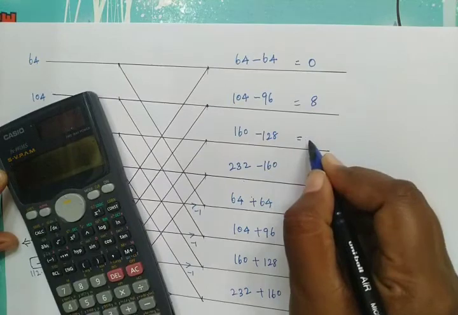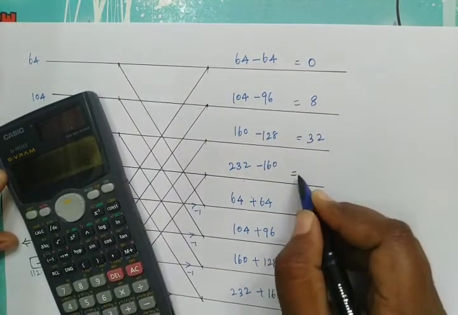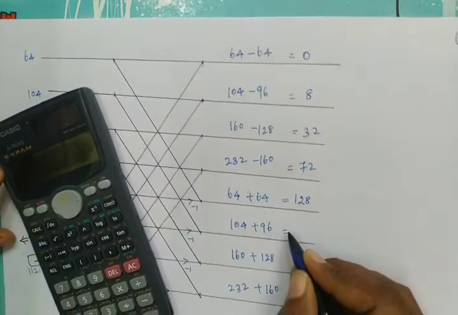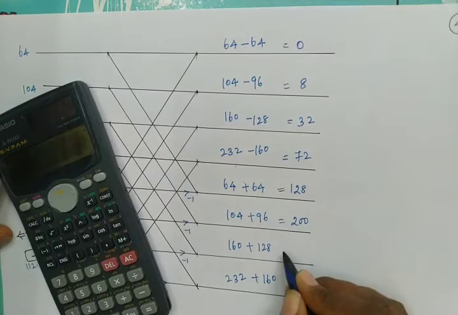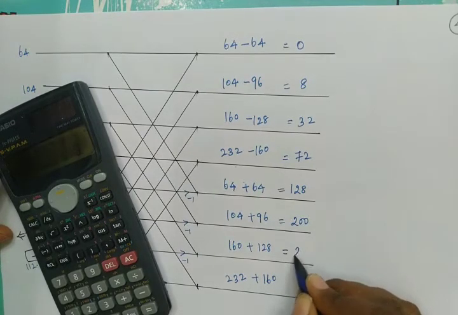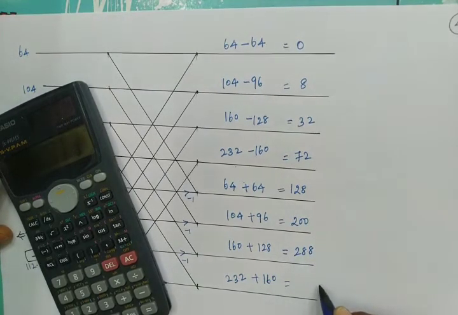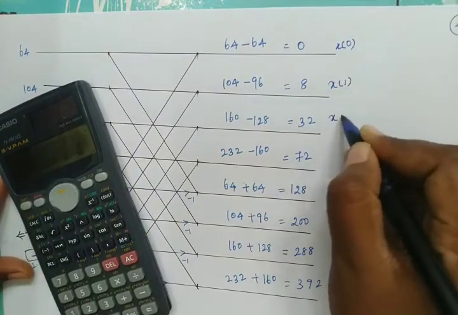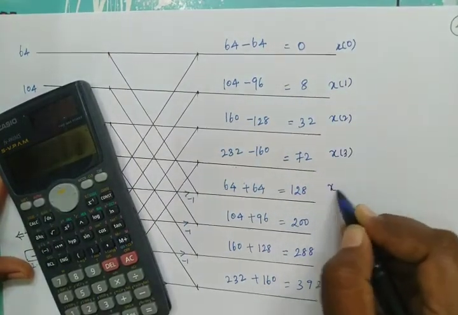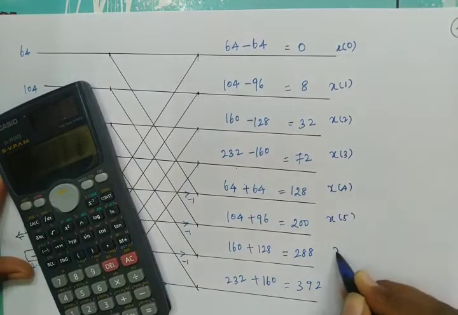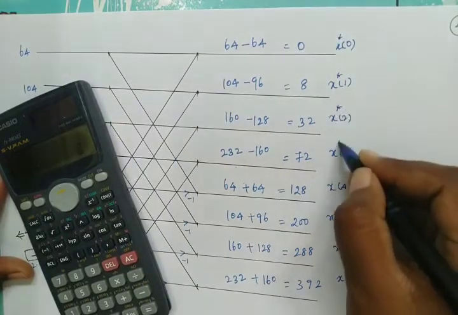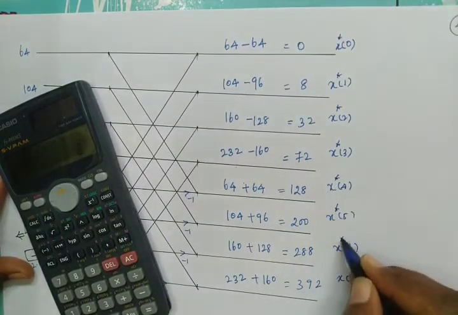And here it is equal to 32. And here it is equal to 72. This is 128. And here it is 200. And here it is 288. And here it is 392. So this is our x of 0, x of 1, x of 2, x of 3, 4, 5, 6, 7. But actually it is in the conjugate form because in the beginning we have done this.